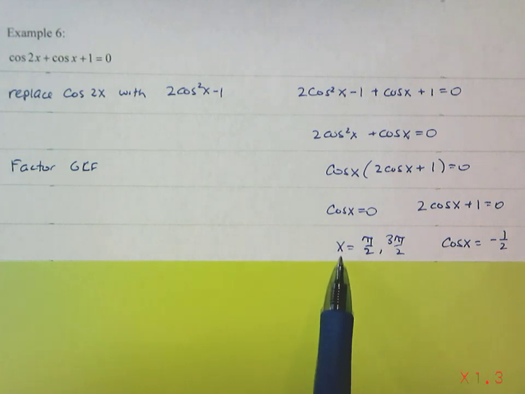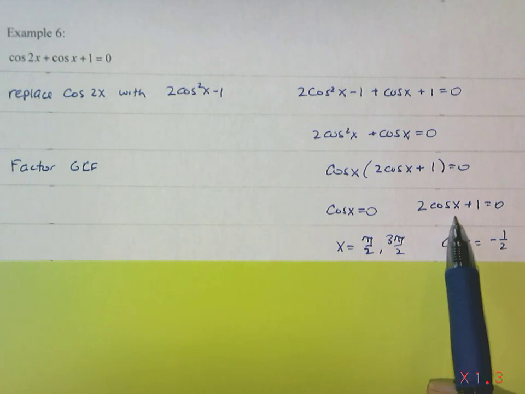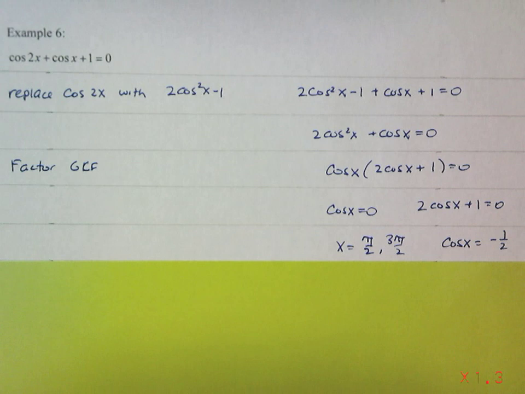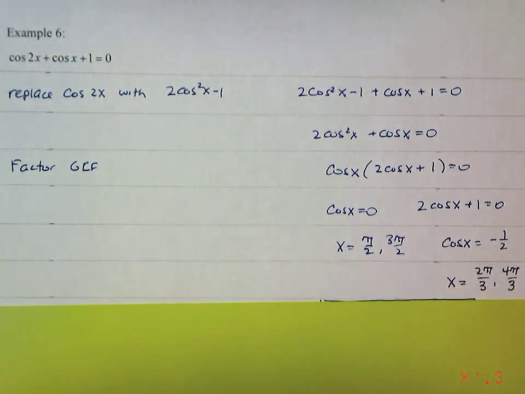Cosine x is equal to 0 when x is equal to pi over 2 and 3 pi over 2. Solve this for cosine x. Subtract 1, divide by 2. I get cosine x equals negative 1/2. So I get x is equal to 2 pi over 3 and 4 pi over 3.